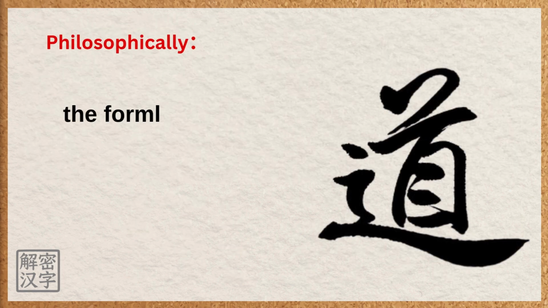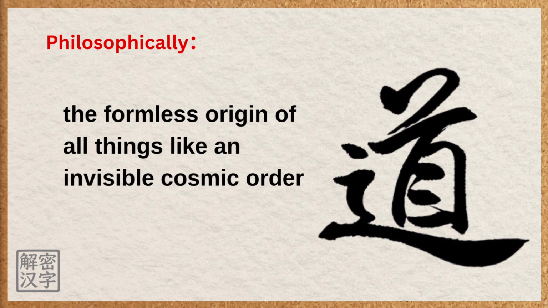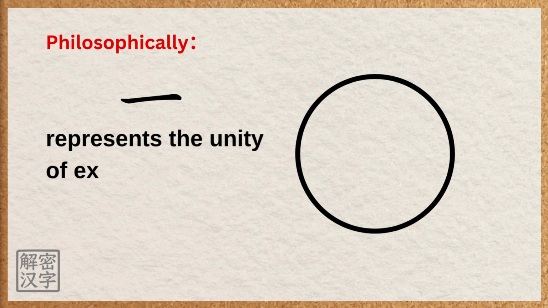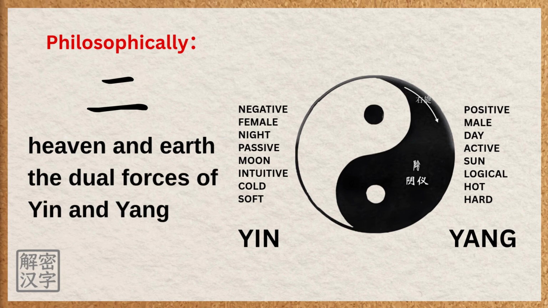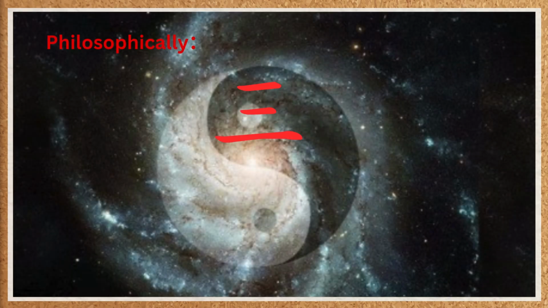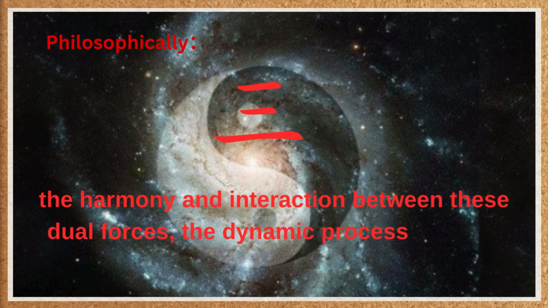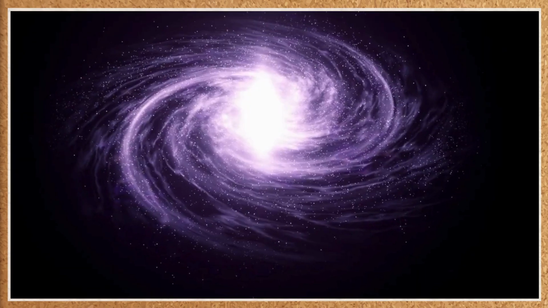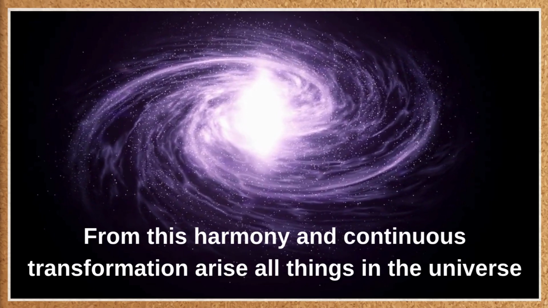Philosophically, Dao means the formless origin of all things, like an invisible cosmic order. 一 represents the unity of existence, the undivided whole. 二 stands for heaven and earth, the dual forces of yin and yang. 三 signifies the harmony and interaction between these dual forces, the dynamic process through which transformation and creation occur. From this harmony and continuous transformation arise all things in the universe.